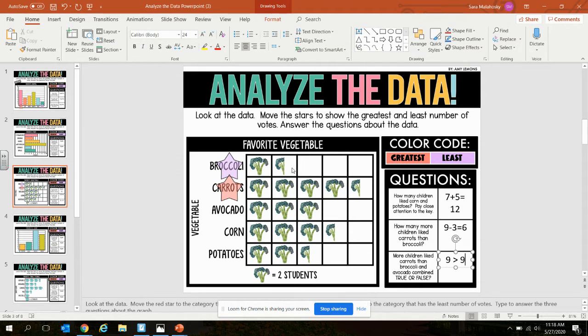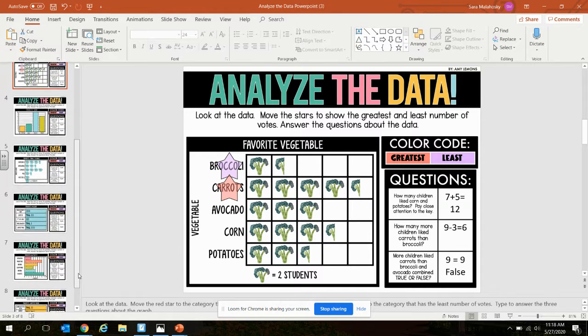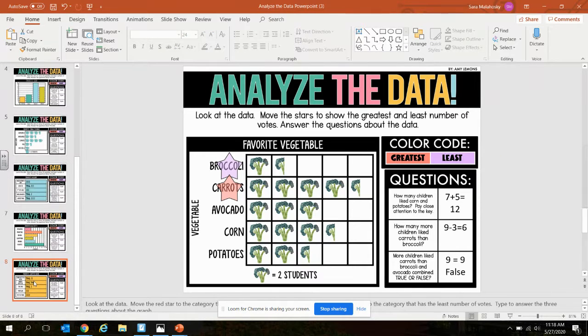Is this statement true? 9 is greater than 9? No. 9 is equal to 9. It's the same, which means that that is false. More children did not like carrots than broccoli and avocado combined. They are the same. Okay. Let's look at a tally chart and then we will move on.